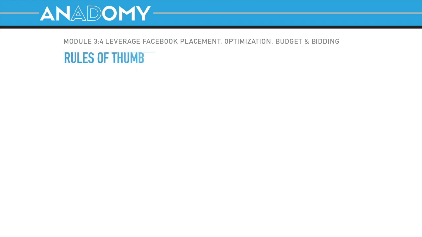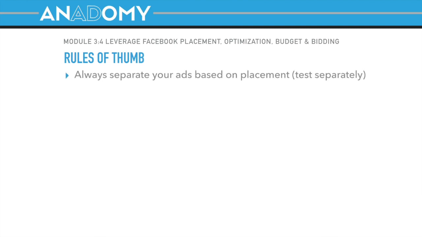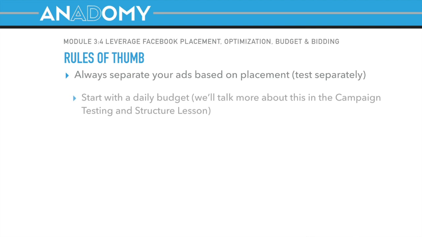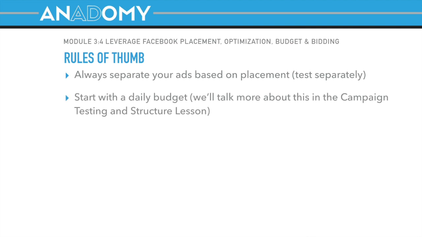So I want to conclude this lesson with some basic rules of thumb. First of all, always separate your ads based on placement and test them separately. This allows you to put a specific amount of money to every single placement type and attribute the conversions and sales from those ads specifically to that placement type. Always separate.